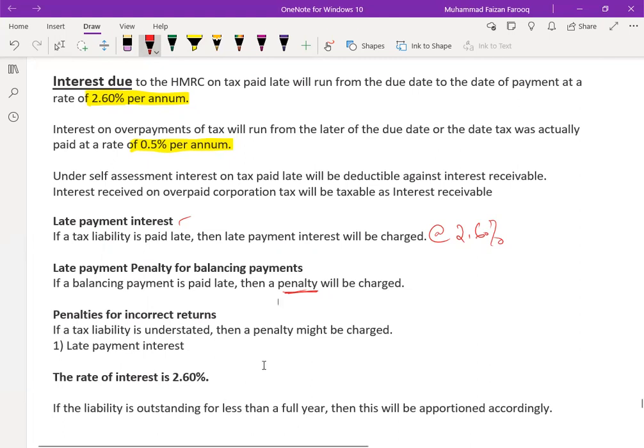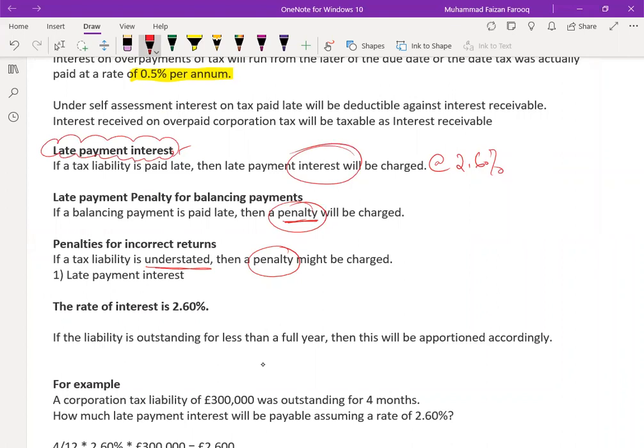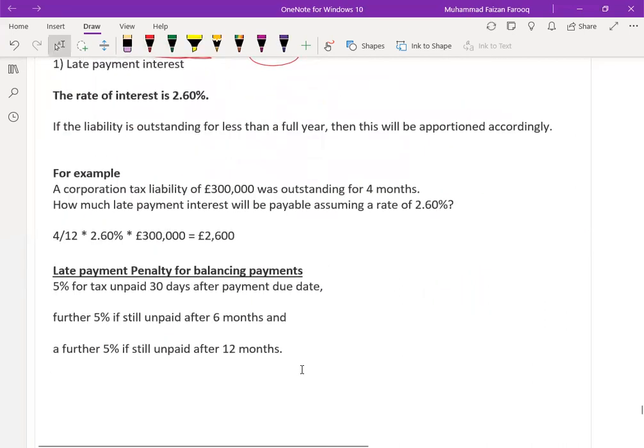Now, the third one: if you are submitting a wrong return, if you are understating your tax, again you need to pay a penalty. Now remember this: if you paid tax late, interest. If you paid the balancing payment late, penalty. And if you submit a wrong return, penalty. Interest, we know, is 2.6% for a full year. I put an example for you so it will be easy to understand.